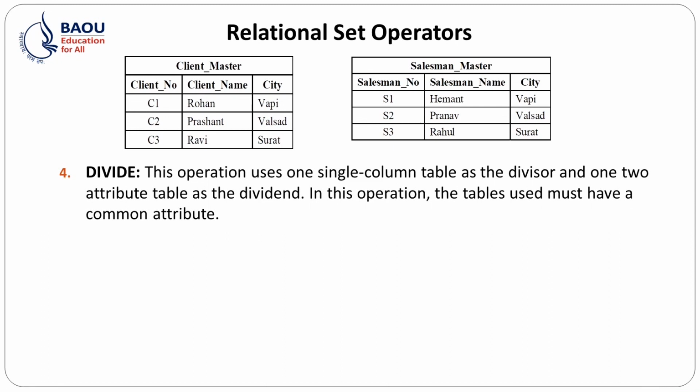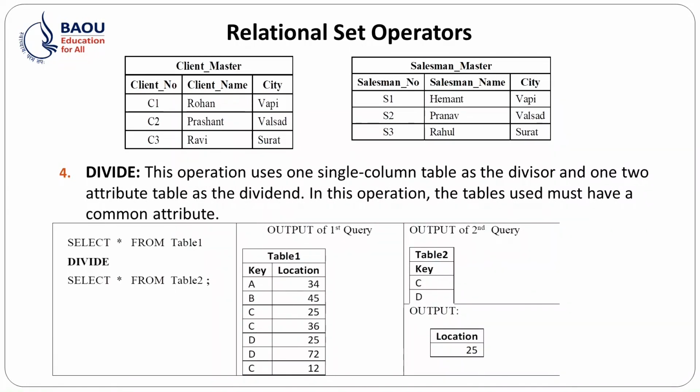Now the next one is divide. This operation uses a single column table as the divisor and a two-attribute table as the dividend. In this operation, the tables used must have a common attribute. Here, the first table is divided by the second table, where both tables share the common attribute key and do not share the location. The output displays only the values that are associated with both C and D.